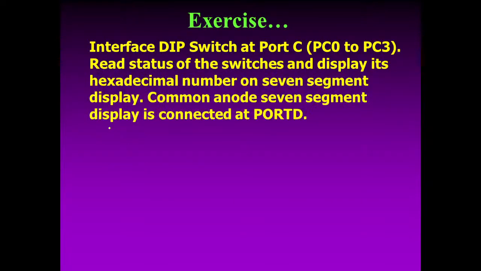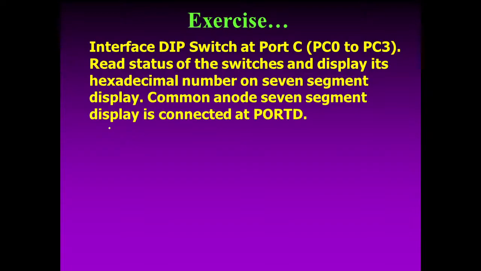Now I will take another program. The program is to interface the DIP switch at port C, that is PC0 to PC3. So 4 port pins are there and 4 switches are there. What we want to do is read the status of the switches and display its hexadecimal number on a 7-segment display. A common anode 7-segment display is connected at port D. So this is our target.